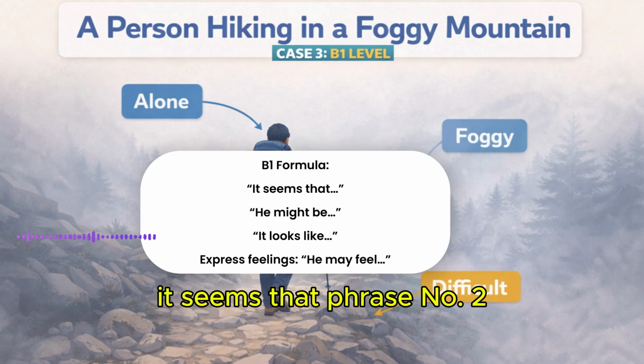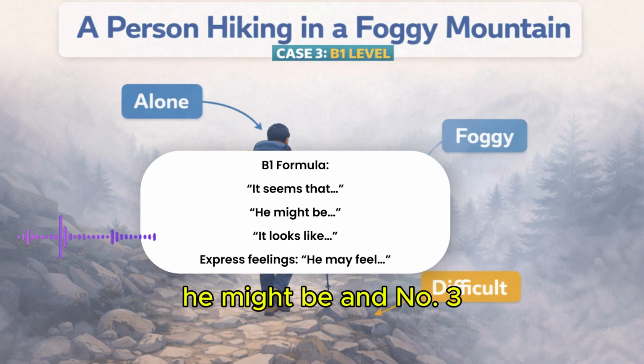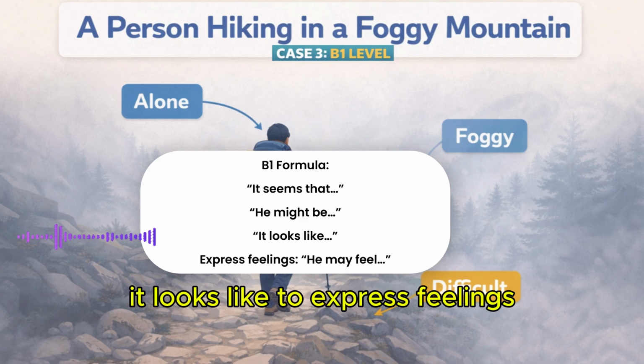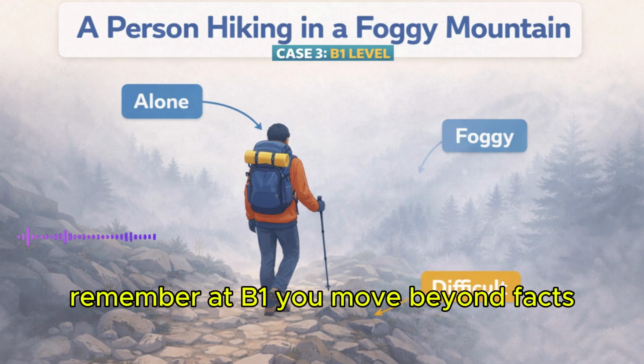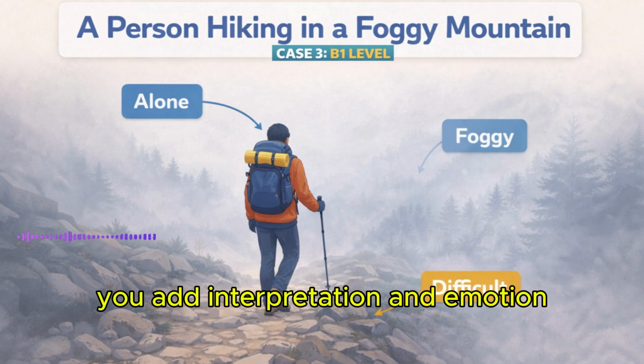Your B1 formula. Phrase number 1, it seems that. Phrase number 2, he might be. And number 3, it looks like. To express feelings, use, he may feel. Remember, at B1, you move beyond facts. You add interpretation and emotion.